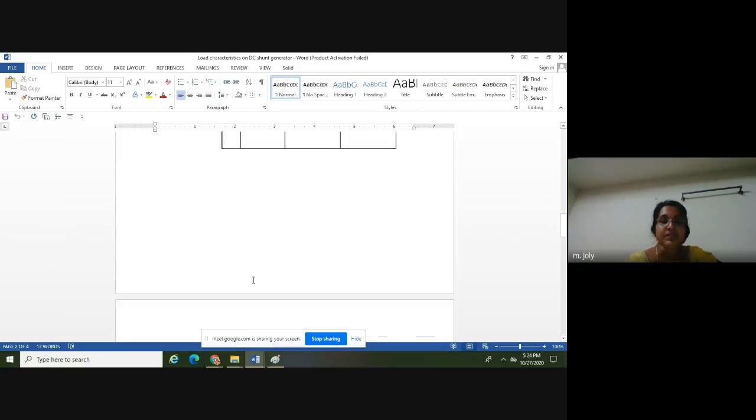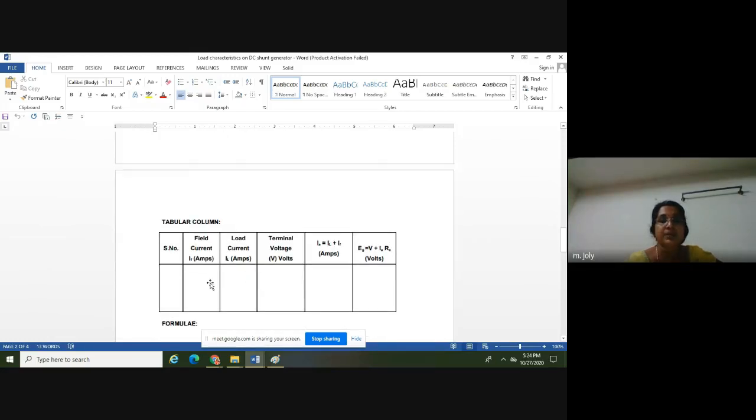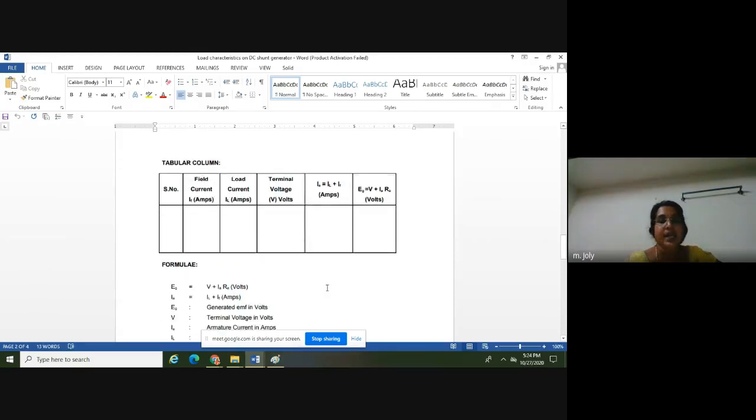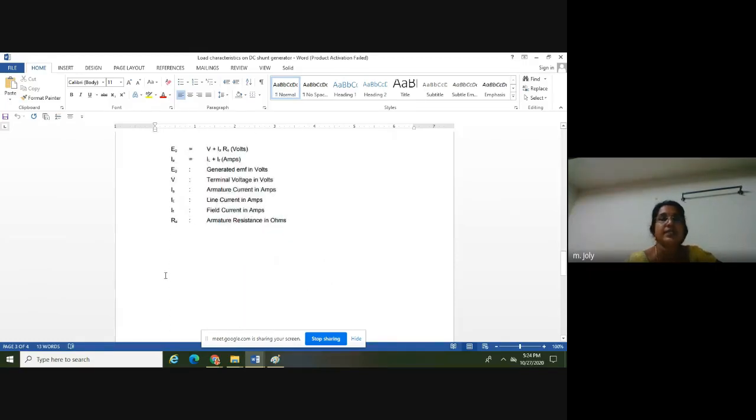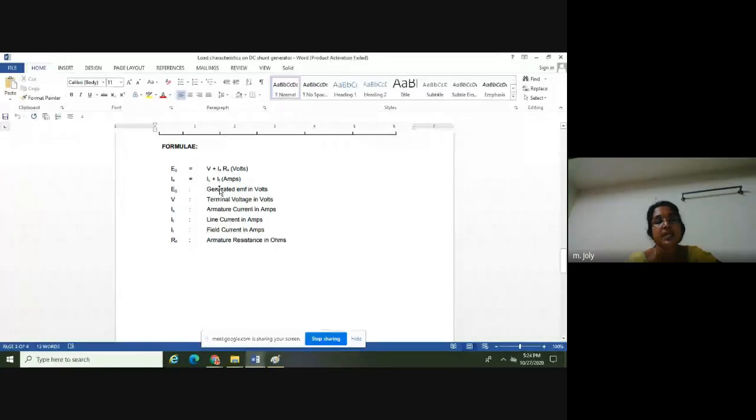Okay. Then we will be having the tabular column for this. That is EG is equal to V plus IARA, and the formulas are written. EG, generator, means V plus IARA. That is the formula. So IA is what? IL plus IF. Okay. So line current plus the field current will be there.